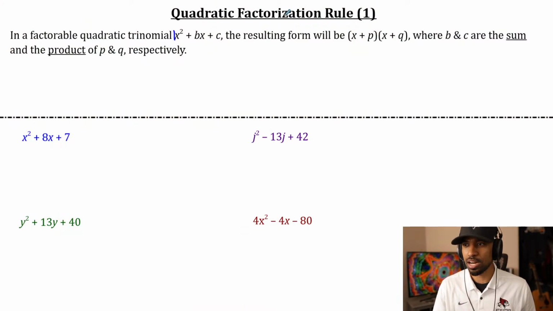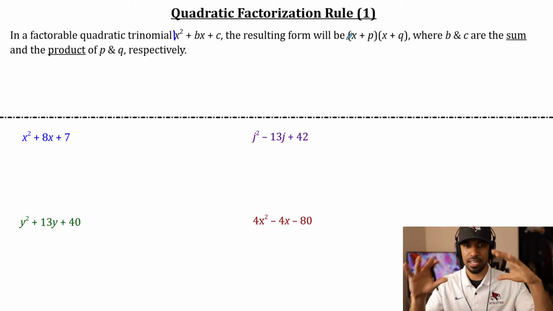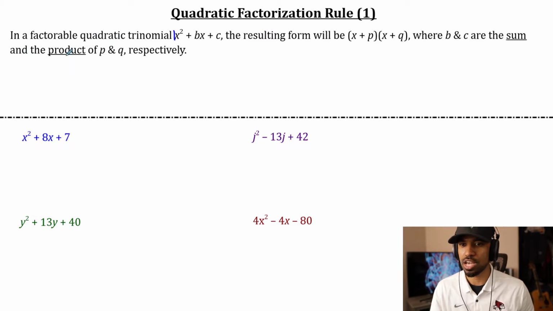Quadratic factorization rule number 1, the first one. In a factorable quadratic trinomial, x squared plus bx plus c, put a little 1 here. I'll talk about that in a second. The resulting form will be the quantity x plus p times the quantity x plus q, where b and c are the sum and the product of p and q respectively. What did we just say here?